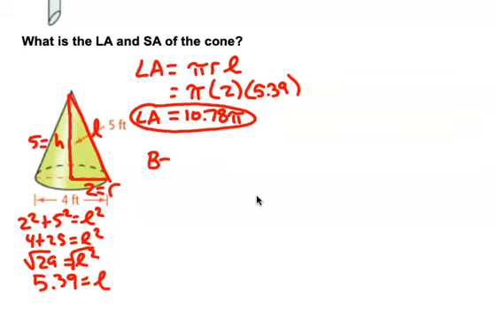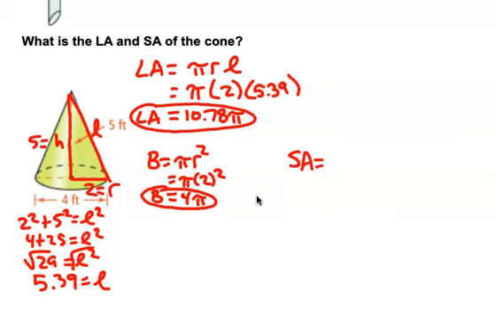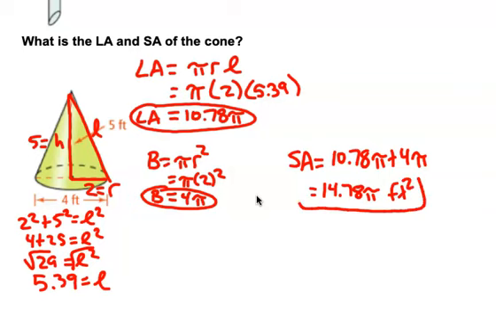Okay, then we can get B, which is pi r squared, which is pi times 2 squared, which is 4 pi. And then to get surface area, we're just going to add those together. Surface area equals 10.78 pi plus 4 pi, which is 14.78 pi. That would be a good enough answer in square feet. Or you could do 14.78 times pi and get about 46.44 square feet.